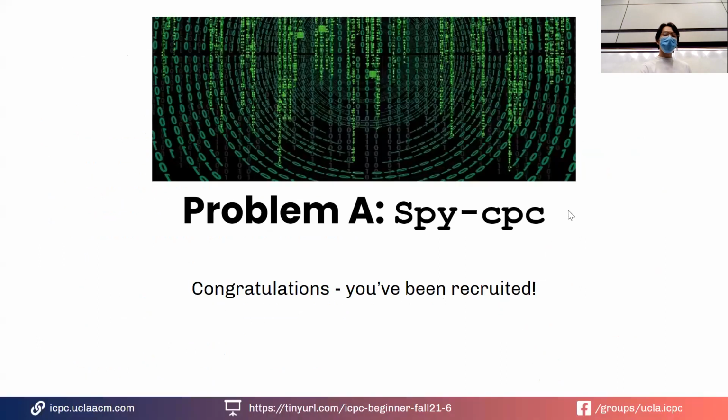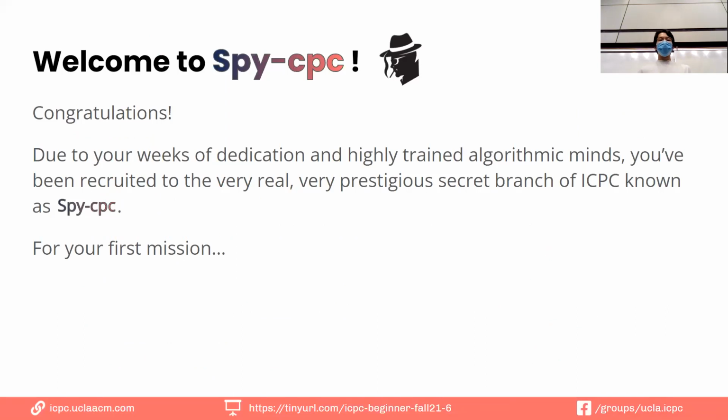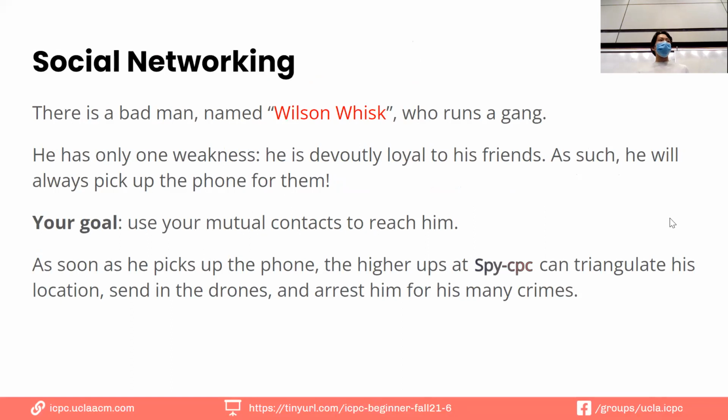All right. So our first problem is called Spy-cpc. So we have been recruited to a very prestigious secret branch of ICPC known as Spy-cpc. And for our first mission as a part of this group, we're going to try and determine the location of a gang leader called Wilson Whisk. So Wilson Whisk has one weakness. He is devoutly loyal to his friends. So he'll always pick up the phone for them. So our goal is to use our mutual contacts to reach him, because once we reach him, other people at Spy-cpc can triangulate his location and we can track him down.